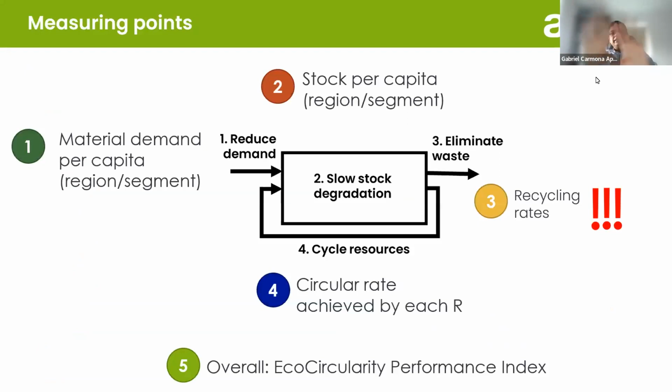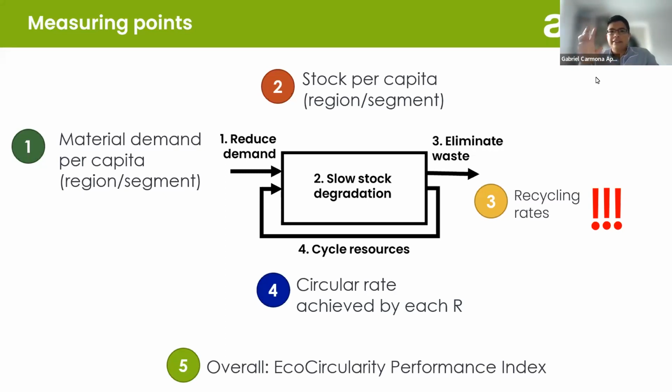So taking into consideration that system, we have some inflows, some outflows, and in the middle, those stocks that provide the services. We have here 4 checking points for my circularity levels. If I want to reduce demand, one way to monitor that demand reduction is through the material demand per capita, segregating this information per region and per segment. For example, if I'm looking at cans or I'm using it for buildings, etc.